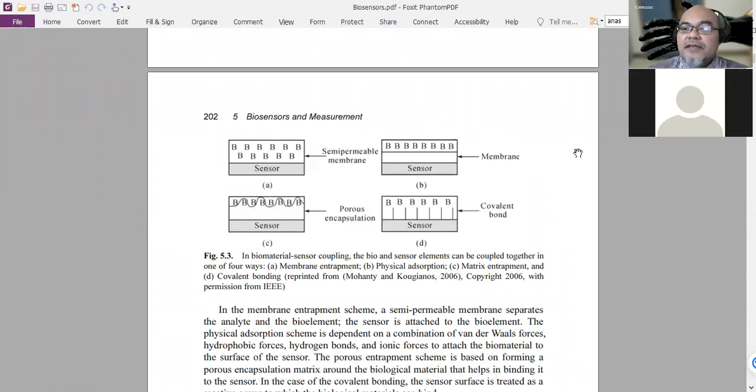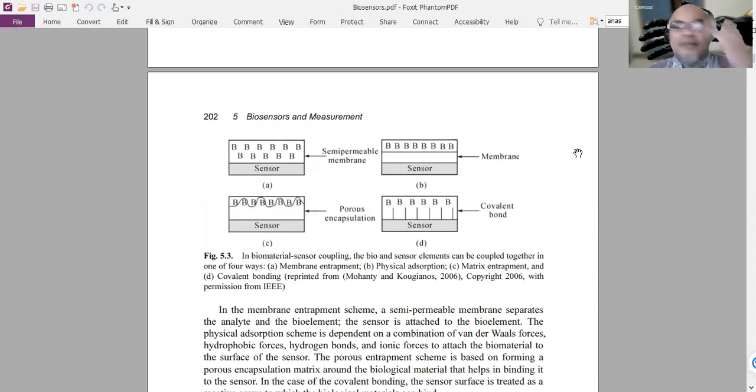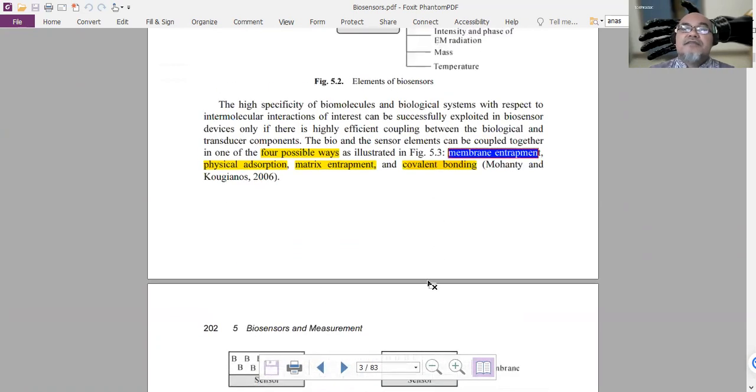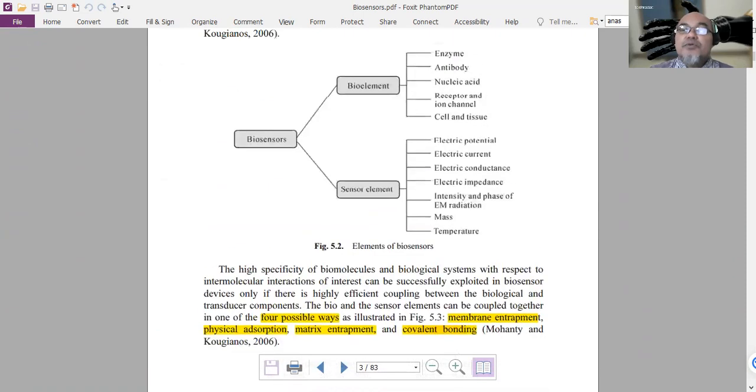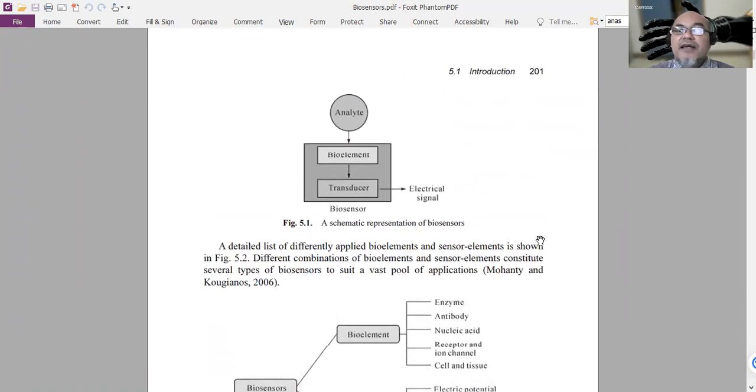Okay, so yesterday we discussed the components of biosensors and the principle of biosensors. In general, biosensors combine both a biological transducer and a physical transducer.